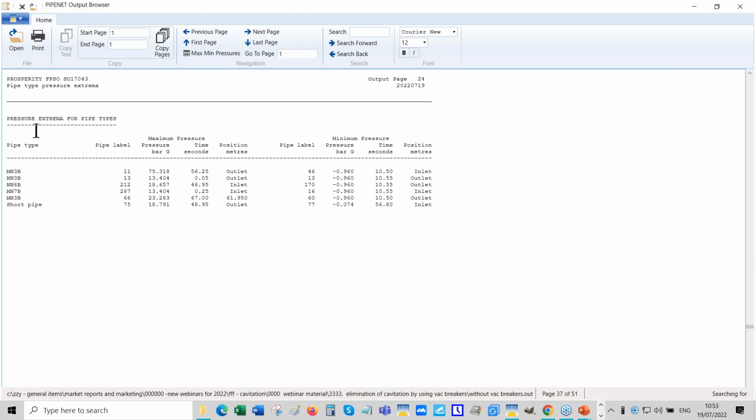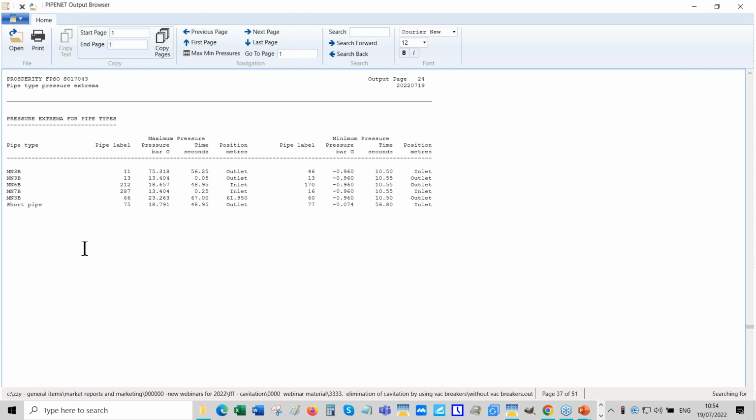And the reason why it produces this table is that the global maximum pressure of that 75 we looked at earlier on may not be the worst case. There may be a weaker pipe somewhere else in the system which has a pressure less than 75, but which exceeds the allowable pressure for that pipe schedule. And that is why it has this table. It's particularly useful if you have several different pipe types in your system.